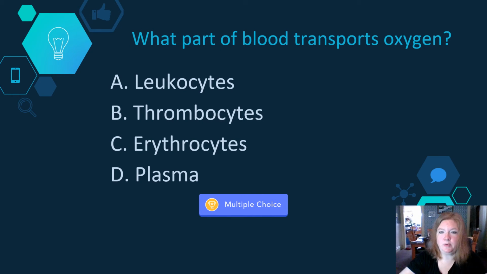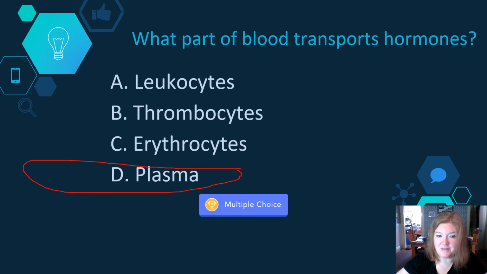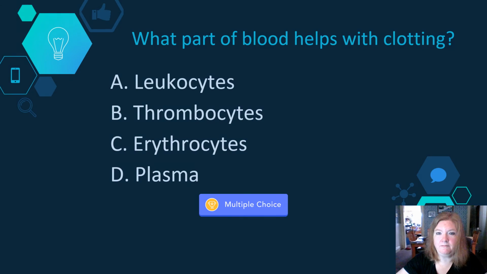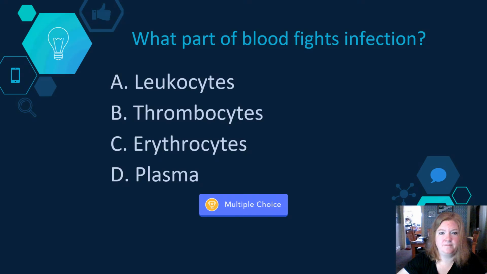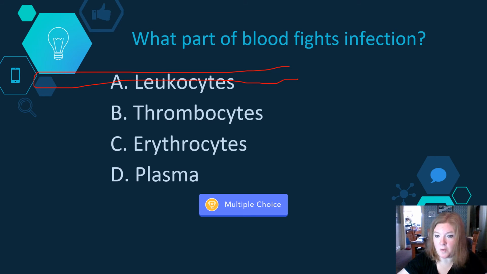What part of blood transports oxygen? Remember? Erythrocytes, red blood cells. What part of blood transports hormones? You remember? Plasma, the liquid part. What part of blood helps with clotting? Do you remember? Thrombocytes, platelets. What part of blood fights infection? Remember? Leukocytes, white blood cells.